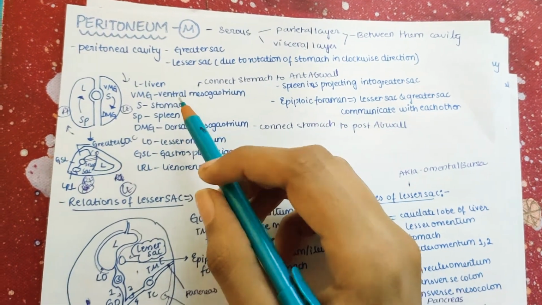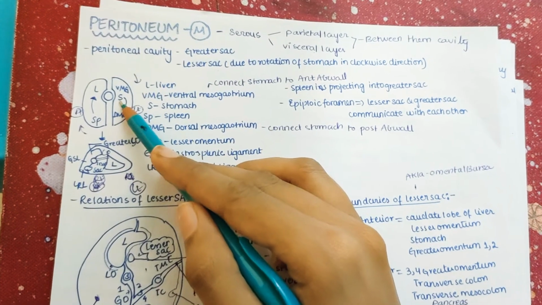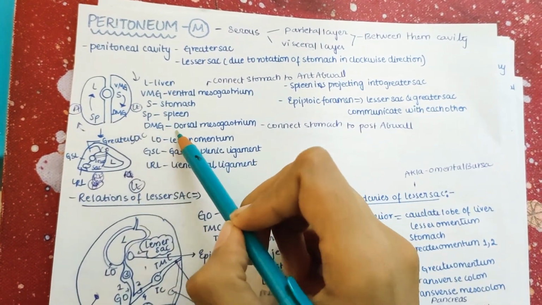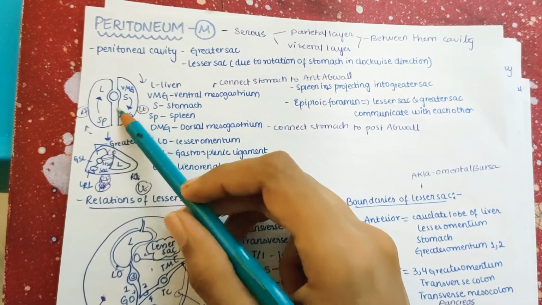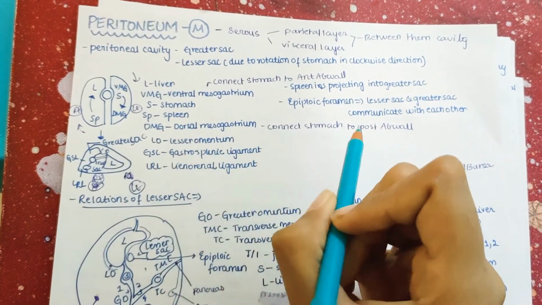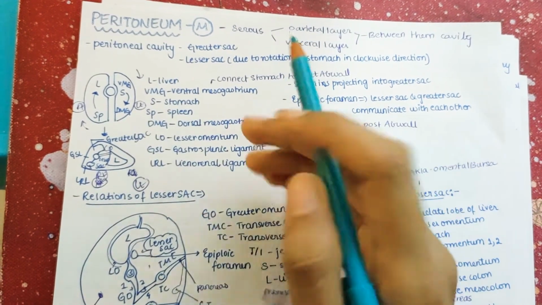What is the ventral mesogastrium? The ventral mesogastrium is the one connecting the stomach to the anterior abdominal wall, and the dorsal mesogastrium is connecting the stomach to the posterior abdominal wall. Dorsal means to the posterior abdominal wall, ventral means to the anterior abdominal wall. So this is how they are useful.